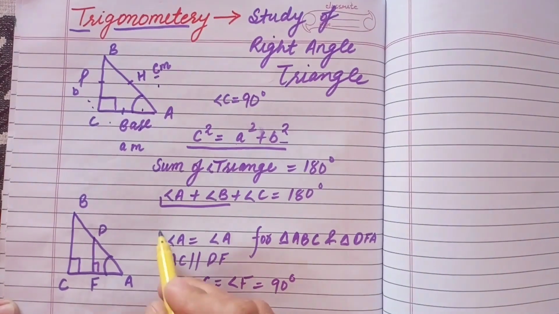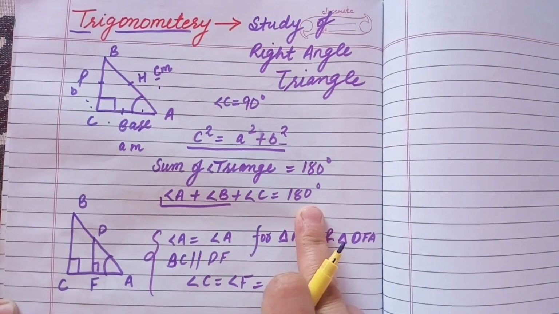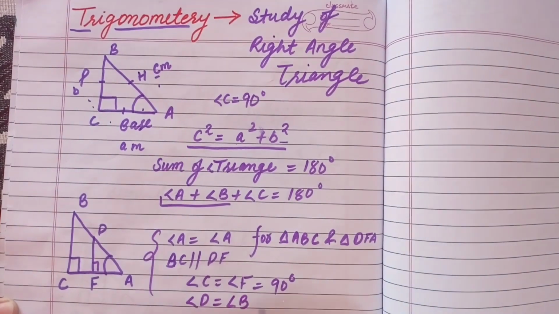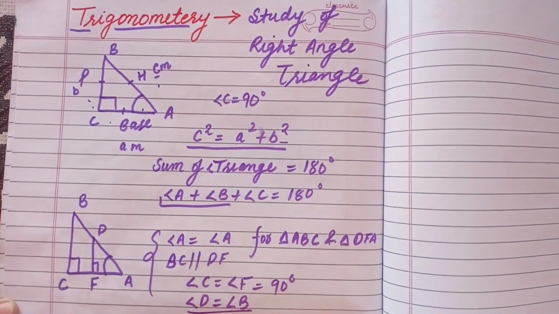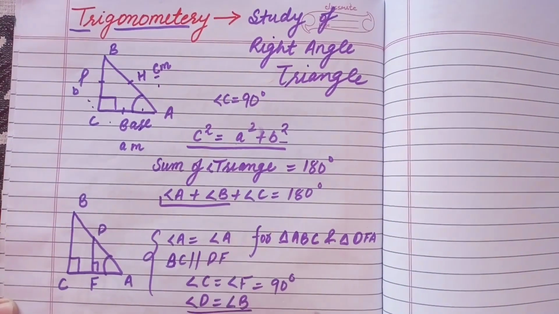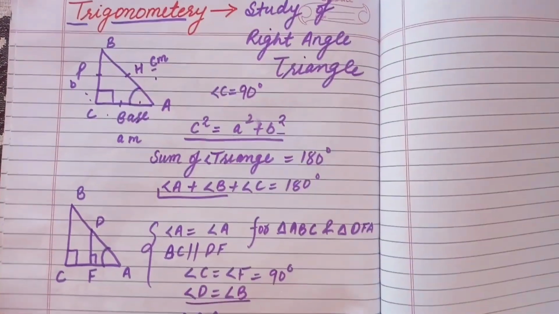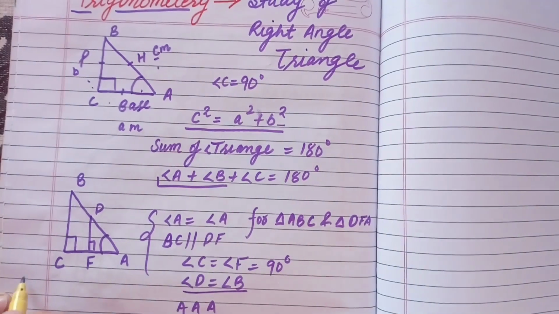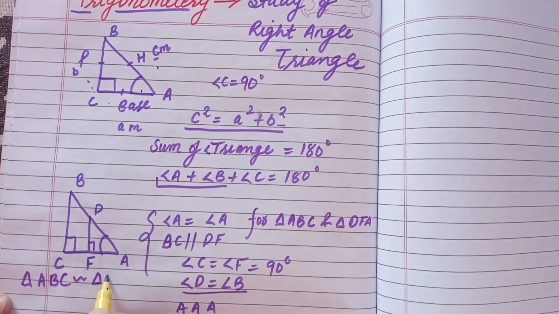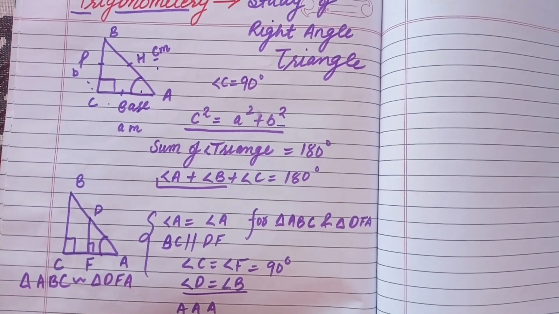Now if two angles are equal, then the third is also equal, because the angle sum property states that the sum of angles is equal to 180 degrees. Two angles are equal, then the third angle, that means angle D is also equal to angle B, right? So by AA criteria, if all the angles are equal, we can say that triangle ABC is similar to triangle DFA, right? These two triangles are similar.